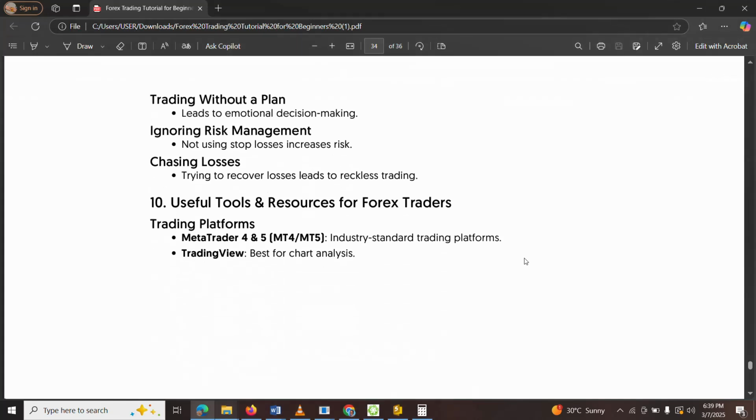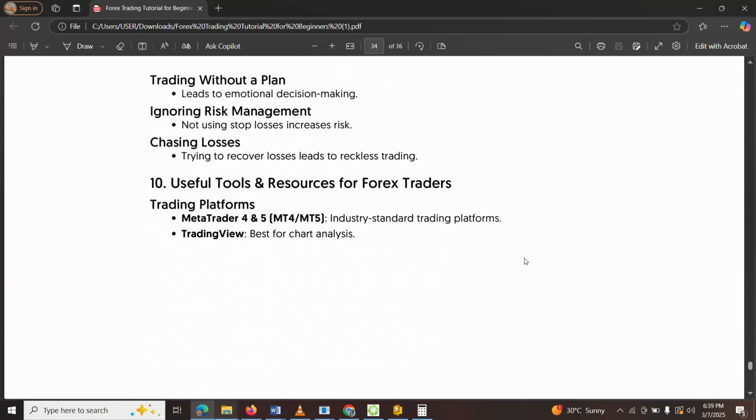Then we have useful tools that you can use to trade, the resources for forex traders. We have trading platforms: MetaTrader 4 and 5, what we call MT4 and MT5. These are industry standard trading platforms. Depending on what strategy you prefer, there are those who will prefer MT5 to MT4. Then we have TradingView. This is best for chart analysis.